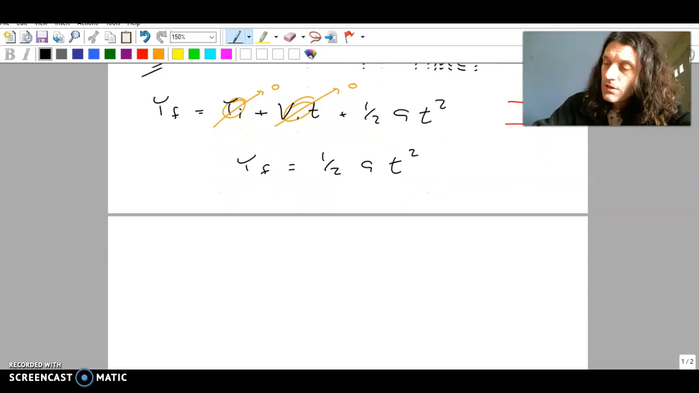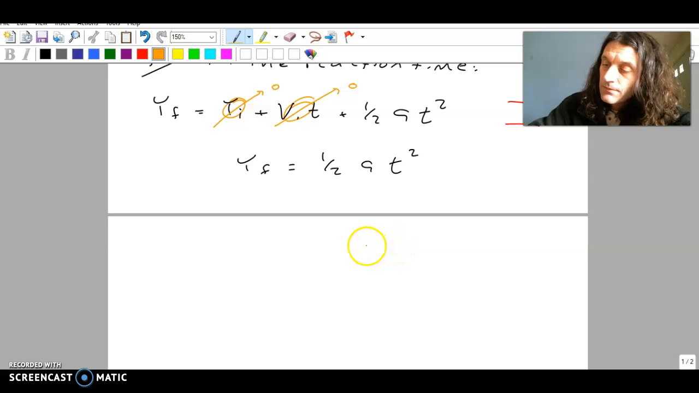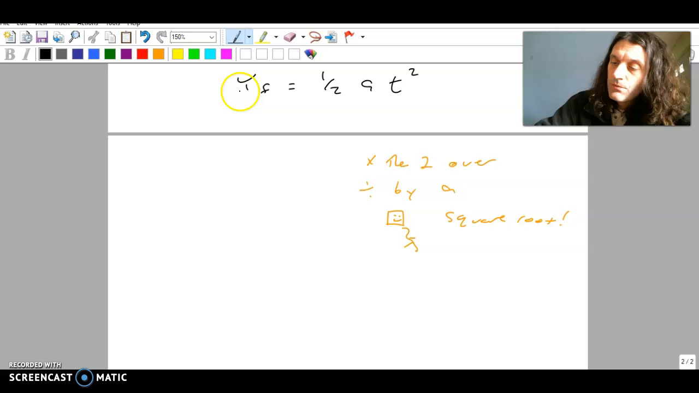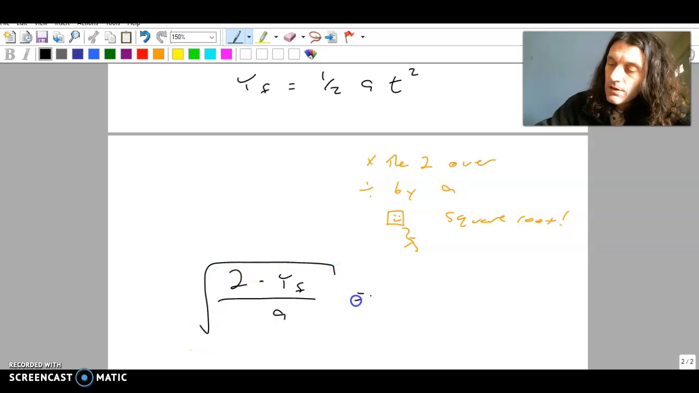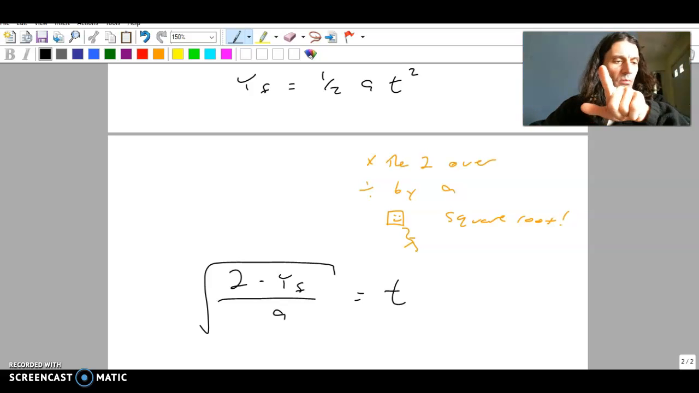So now what I'm going to do is rearrange this equation. That means I'm going to multiply the 2 over, I'm going to divide by a, and I'm going to square root. Okay? So what this ends up looking like is 2 times yf divided by a, square rooted, equals t. Do that. Do math with letters. For gosh sakes, people, do math with letters.